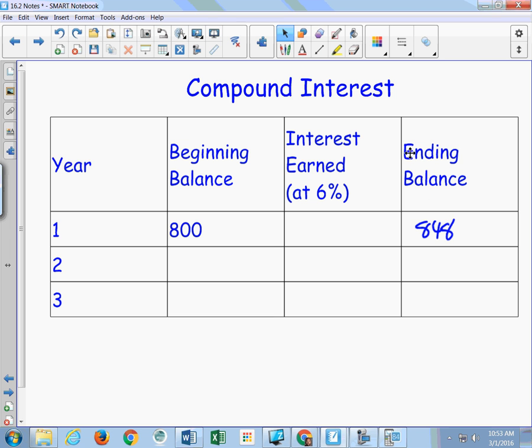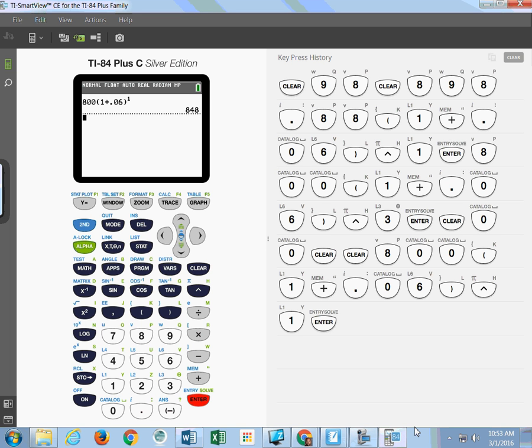So 848. So, to find how much interest we earned, we take our ending balance and subtract our beginning balance. So 848 minus 800, and you get $48. So for 1 year, $48. Alright, so now we take our ending balance, move it to our beginning balance. So at the end of the year we had this, so at the beginning of the new year, we now have 848. Go back to our calculator, and we'll do it all over again.